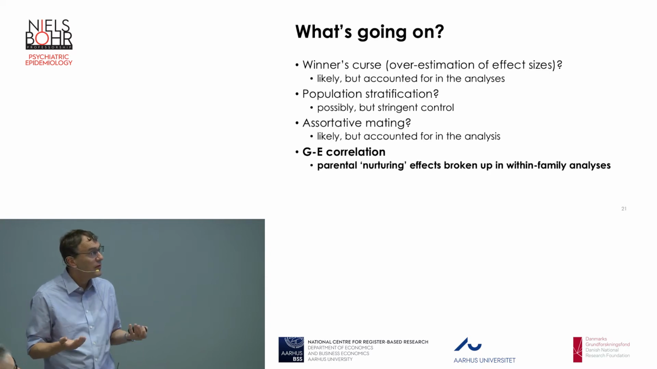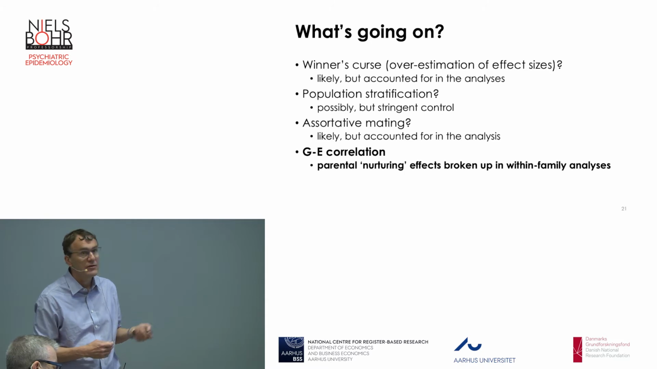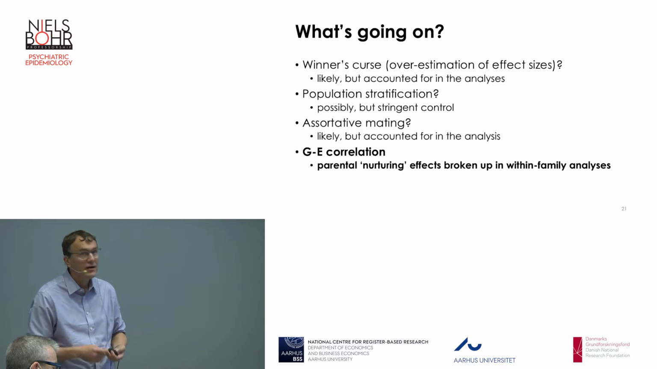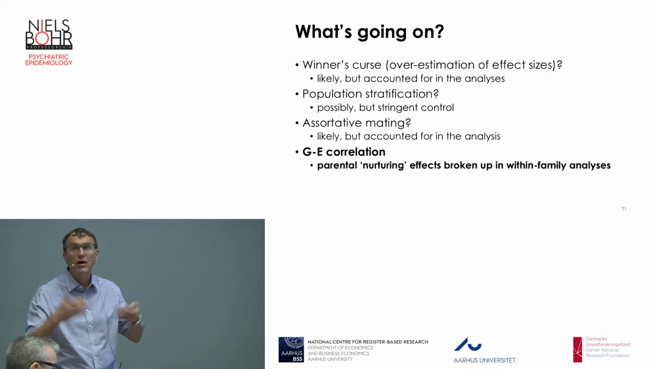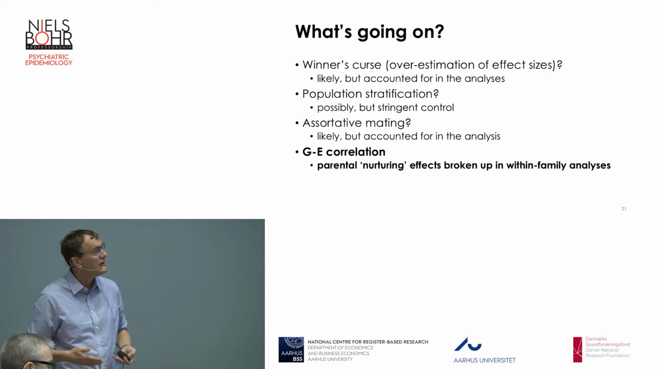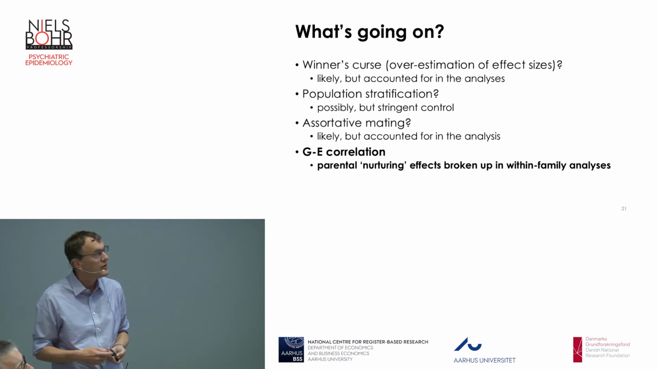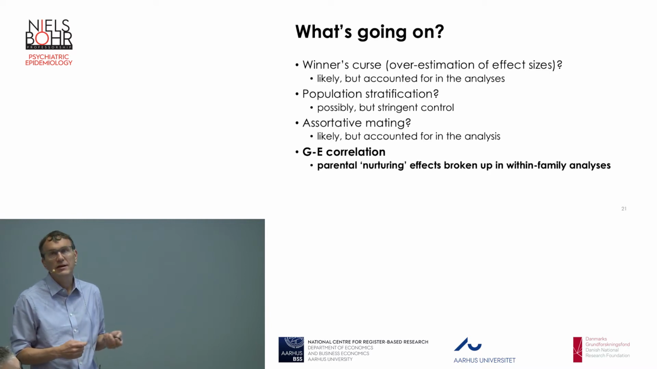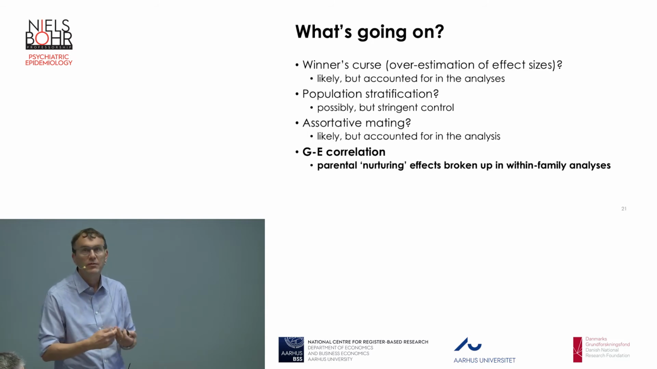So the most likely explanation we think is essentially not a G by E interaction, but a correlation between the genetics and the environment. So that parents who have on average a higher predisposition for educational attainment, let's for now call them smarter parents, invest more and provide more nurturing environment to the children for them to have a higher educational attainment. And the beauty of these within family analyses, because you're looking at the difference between the siblings, is that those effects of parental nurturing go away.